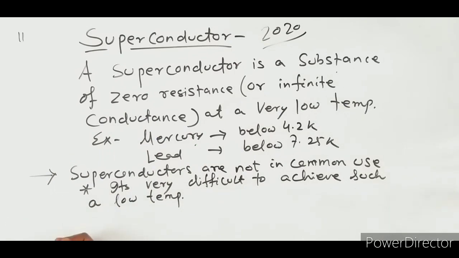One thing is, when the temperature decreases, the vibration or kinetic energy of the molecules decreases. When the kinetic energy of the molecules decreases, there are very few obstacles offering resistance to the flow of electrons, so it is negligible or zero resistance. That is why these are known as superconductors at very low temperature. They are not commonly used, because it is very difficult to achieve such a low temperature.